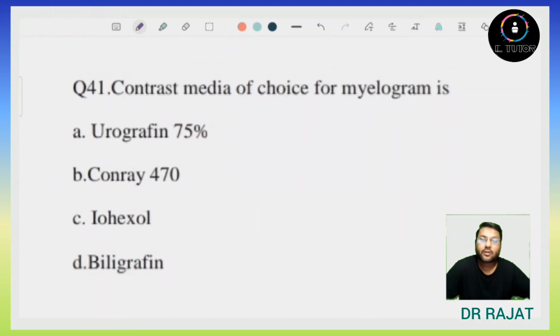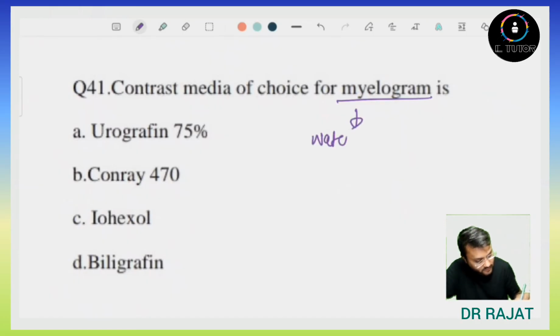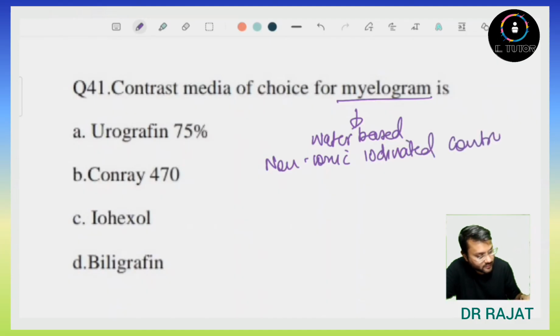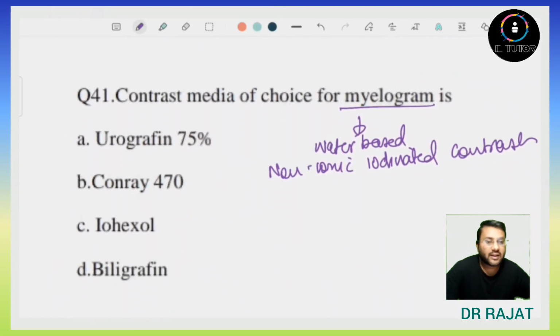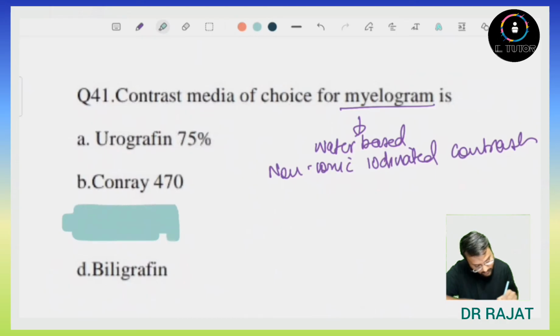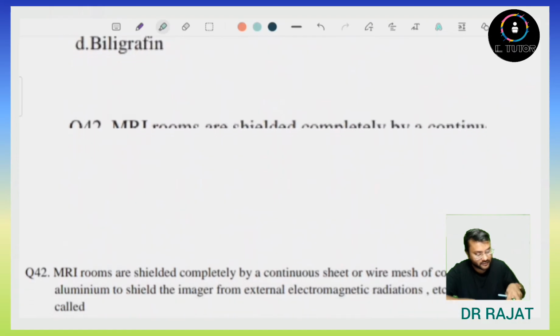Contrast media of choice for myelogram. So for myelogram we have to use water based, non-ionic, iodinated contrast. So among the following, iohexol is the best option. Answer will be option number C, iohexol, because it is water based, non-ionic and iodinated also.